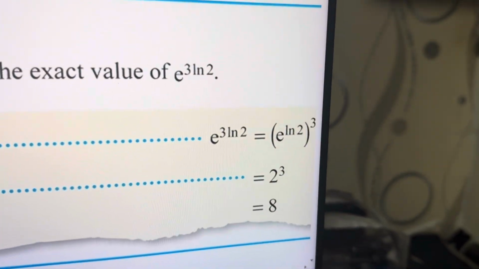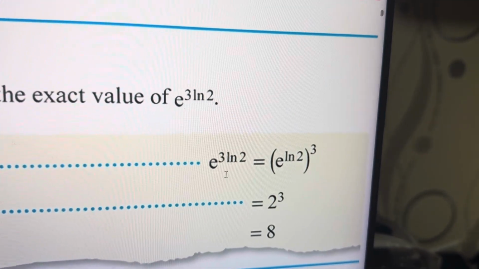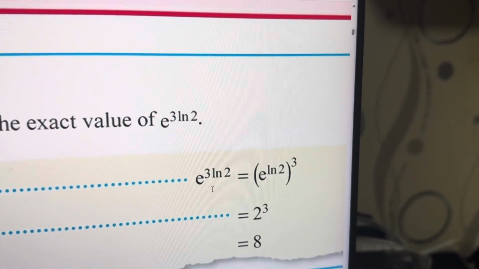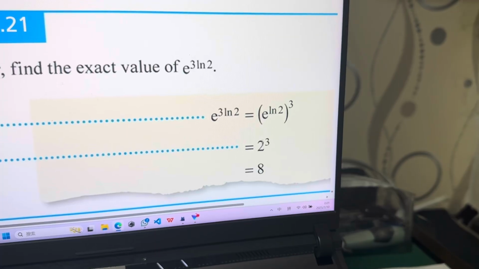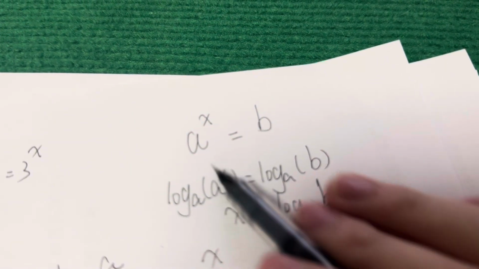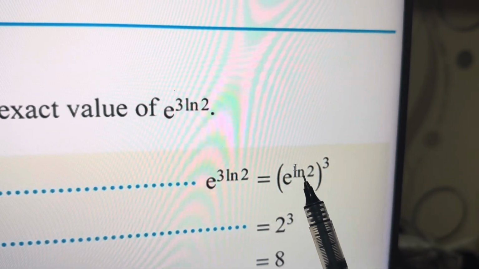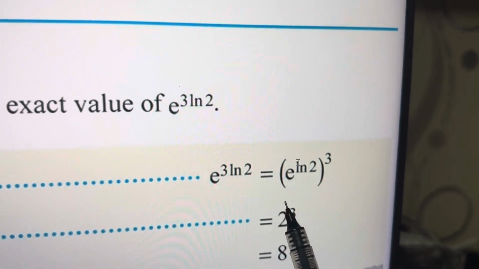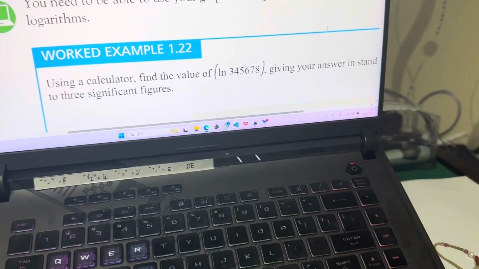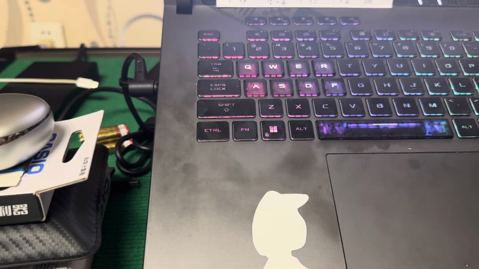So we can calculate e to the power of ln 2 first, then calculate the whole thing to the power of 3. So according to the thing here, if the base of log and the base of exponent are the same, they can cancel out. Log e cancels out, then it means 2 to the power of 3, 2 cubed, which is equal to 8. That's why we need to learn something like that, because it can make your calculation convenient.